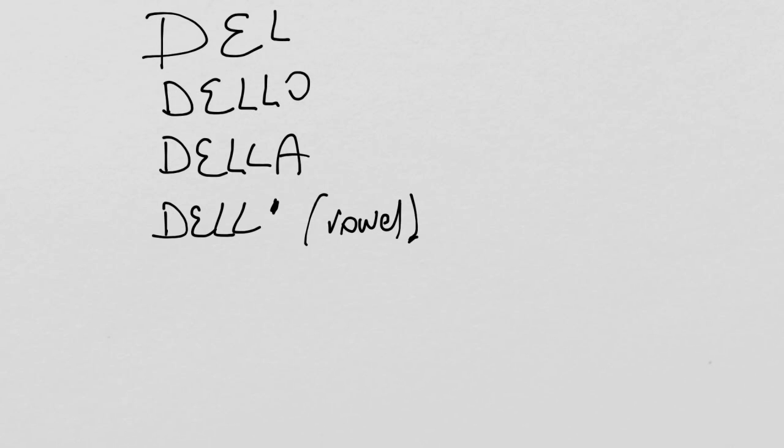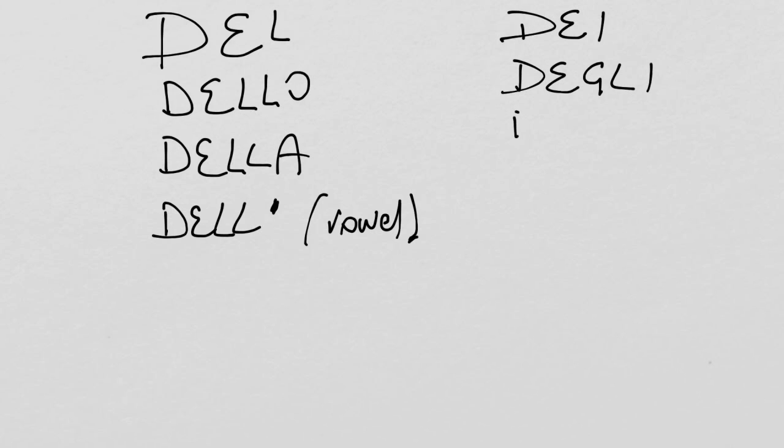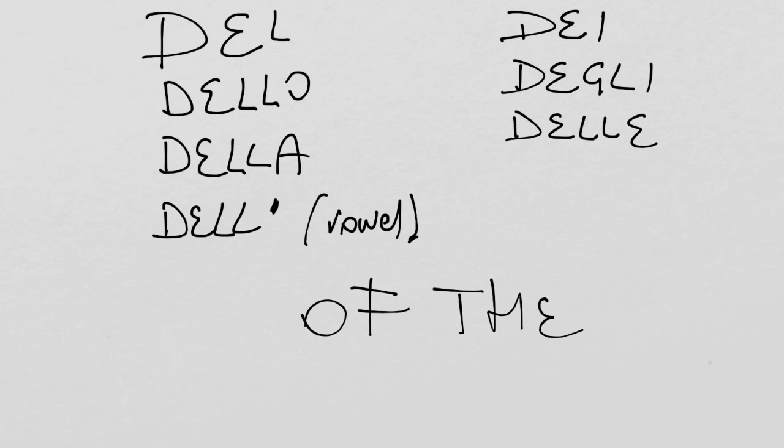And here once again is a summary of the various forms: del, dello, della for the feminine, and then dell' with the apostrophe in front of a vowel, and that is both for the masculine and the feminine, of course. In the plural we have dei, degli, and for the feminine plural the form delle. And here is how Italian complicates such a simple form as of the.